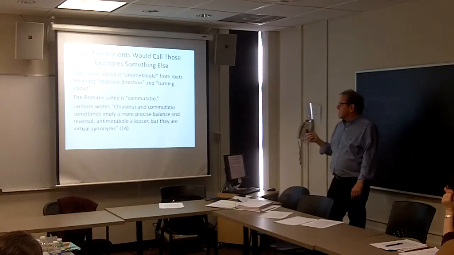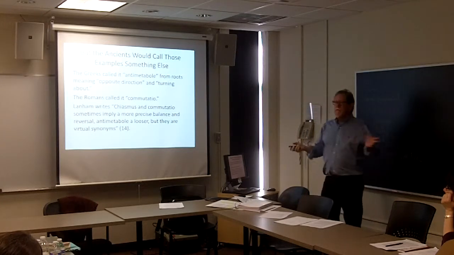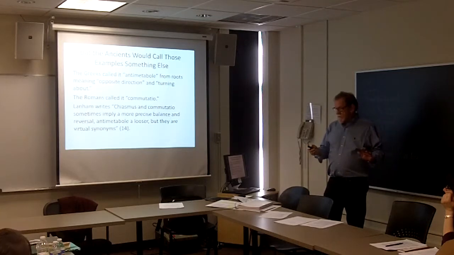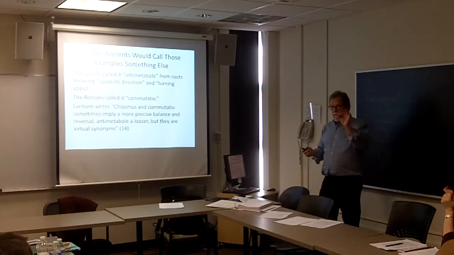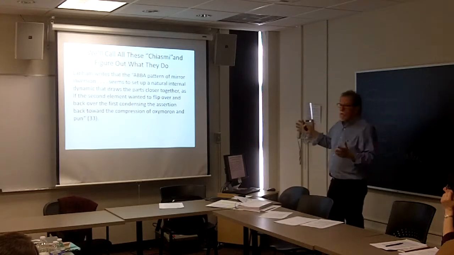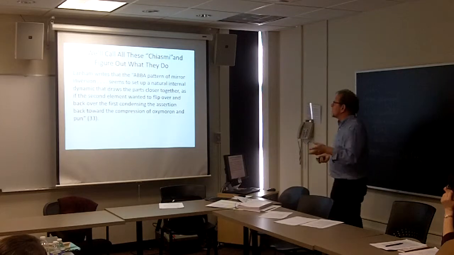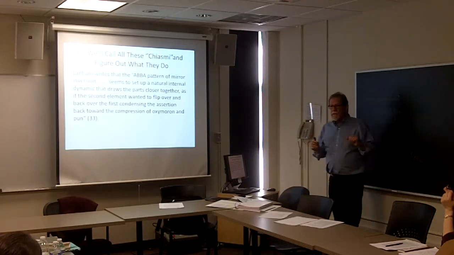And then Lanham says chiasmus and commutatio sometimes imply a more precise balance and reversal, antimetabole a looser, but they are virtual synonyms. So given that our contemporary dictionary defined it that way, we're calling all of these things chiasmi, and that would be the plural of chiasmus, although it's actually not correct because it's a Greek word, not a Roman word. But, so now we've got to figure out what they do.